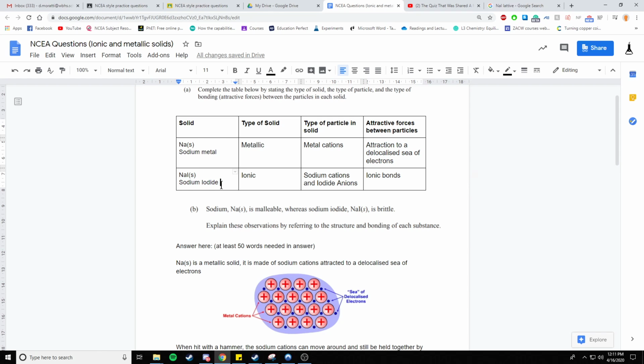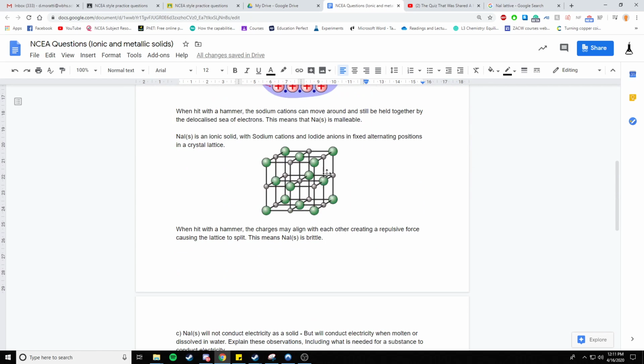Sodium iodide, so this is an ionic solid, because this is a cation, the iodide is an anion. When they bond together, or when they come together, it's an ionic solid. Type of particle in the solid, it's sodium cations and iodide anions. So the sodium has given its extra electron to iodine, which has gained it and become an anion, and sodium's become a cation because cations are positive. Now, the attractive force between the particles is ionic bonds. Okay? And it looks like this.